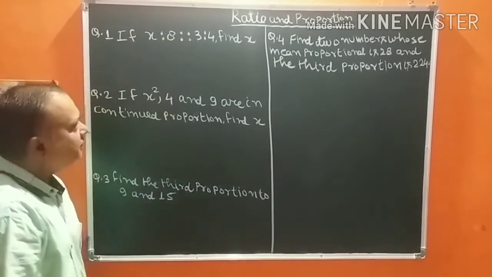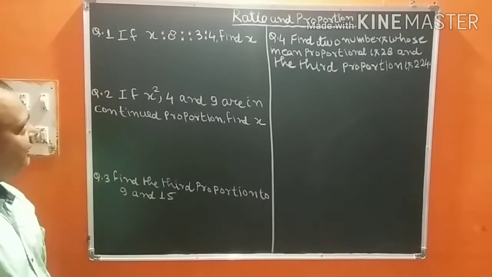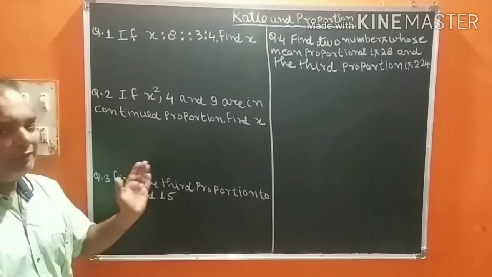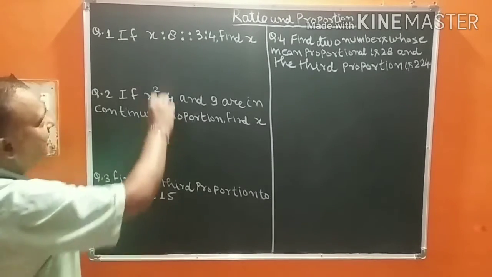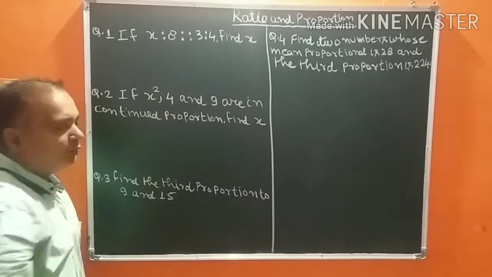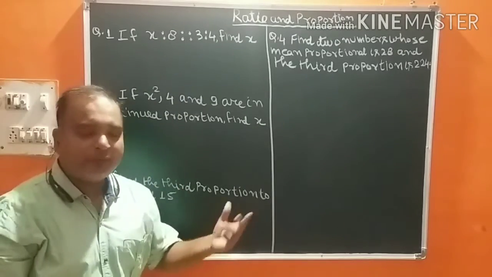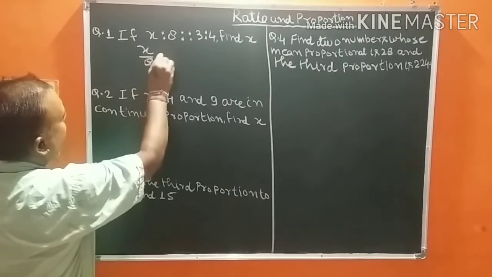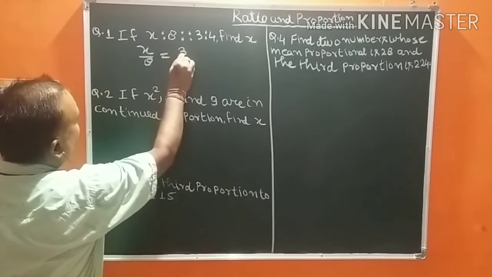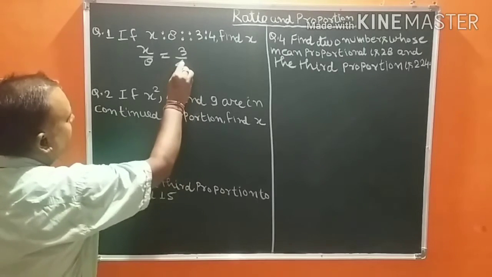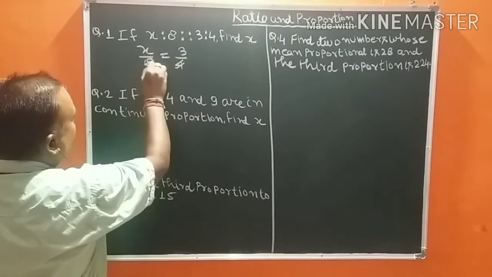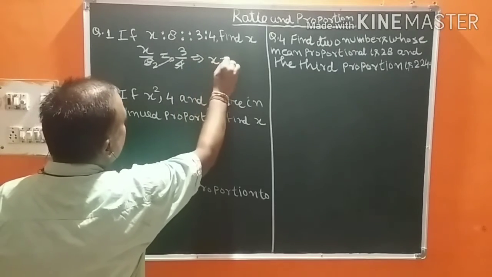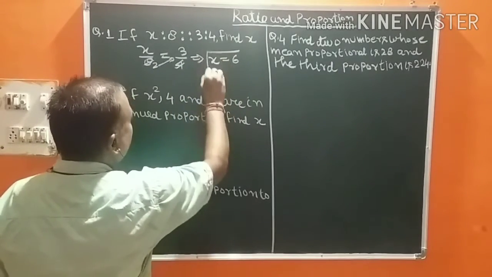Now, we start the questions. Question number 1. If x ratio 8 equal to 3 ratio 4, find x. We know that if two ratios are equal, they will be in proportion. So we can write x upon 8 equal to 3 upon 4. Now just simplify, 4 twos are 8, and cross multiply. So what is the value of x? The value of x is 6.